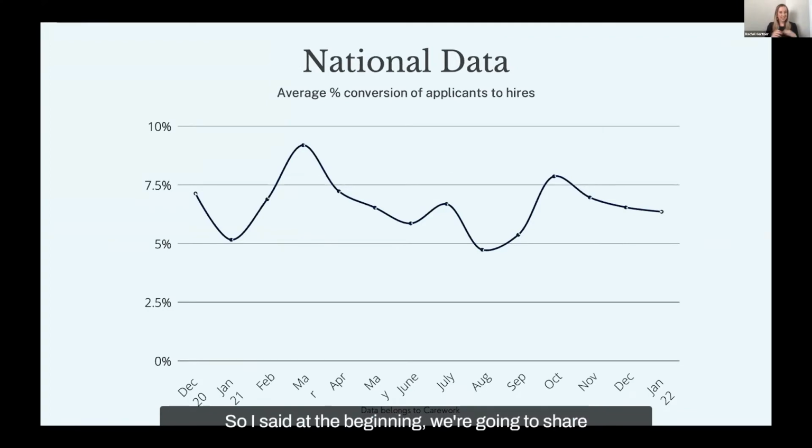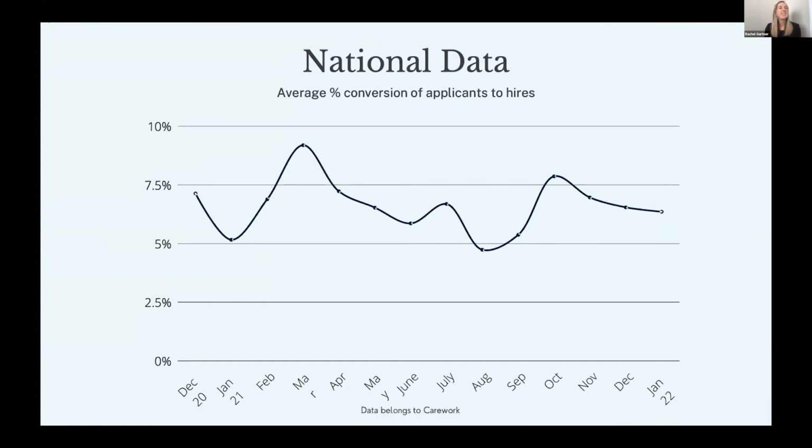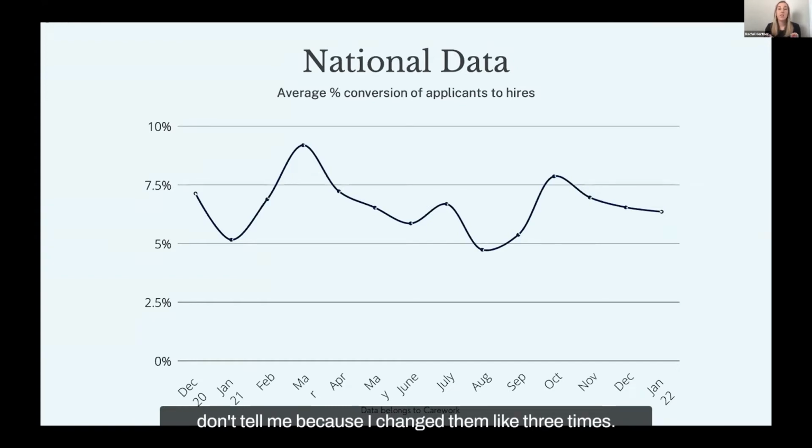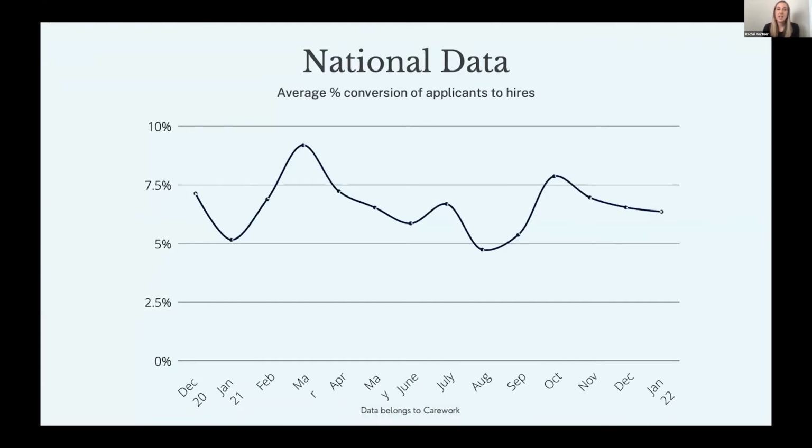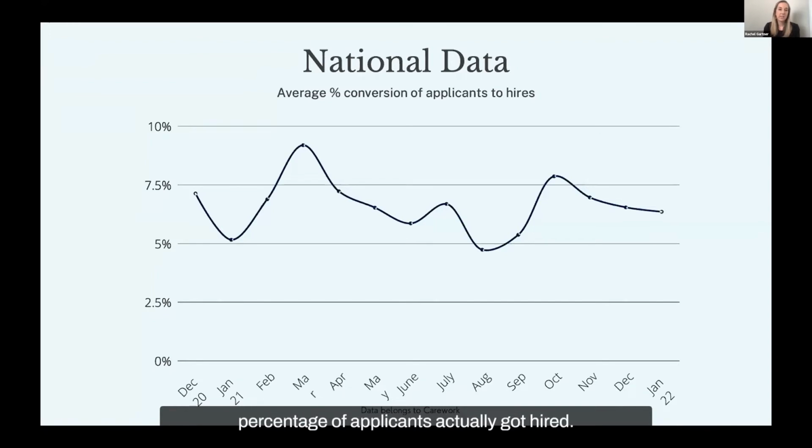Here is some of the national data. So I said at the beginning, we're going to share some of this data of why recruiting has felt crazy. Okay. If the years on this slide are wrong, please don't tell me, because I changed them like 3 times. We are in the eternal lack of time since the pandemic started. And it took me a really long time to go, wait, it's 2022, right? Here's the data. This is from December of 2020 through January of 2022. This is a national number for what percentage of applicants actually got hired.